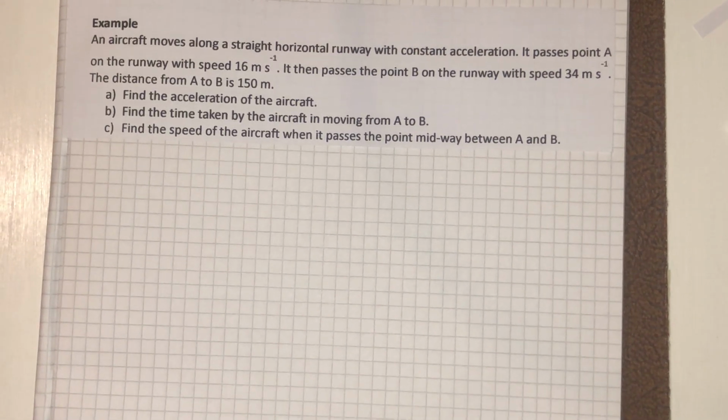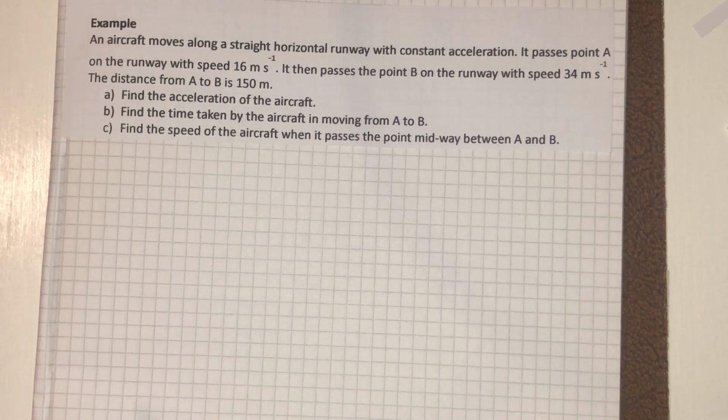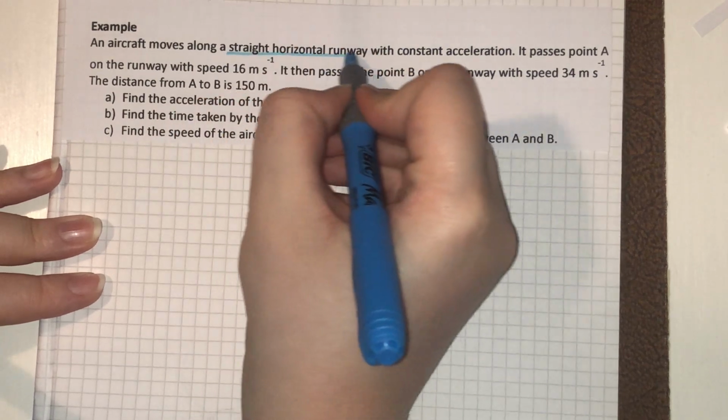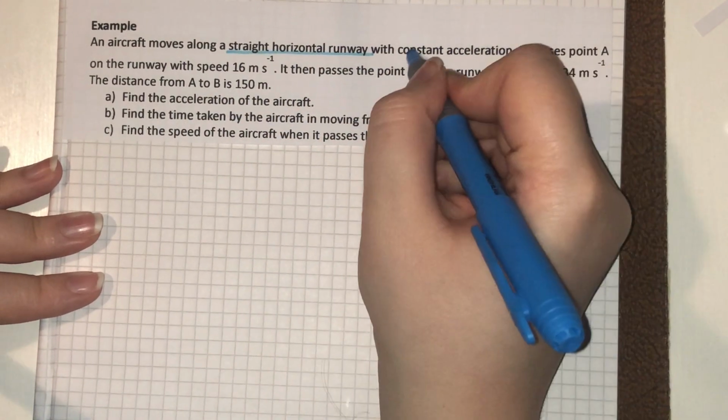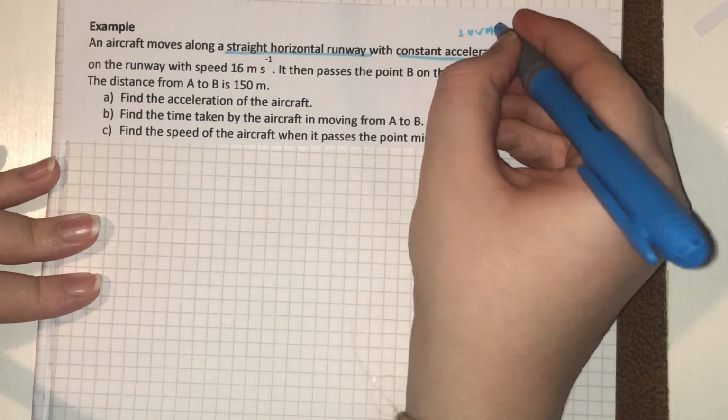Okay, so this is just one of the harder Suvat questions that you can get, but again, diagrams are key for me, especially so I can visually see it, and using a highlighter to go through the bits that are important. So again, we know it's on a straight horizontal runway, so it's going to be straight, and it's constant acceleration, so that tells me that it's going to be the Suvat equations.